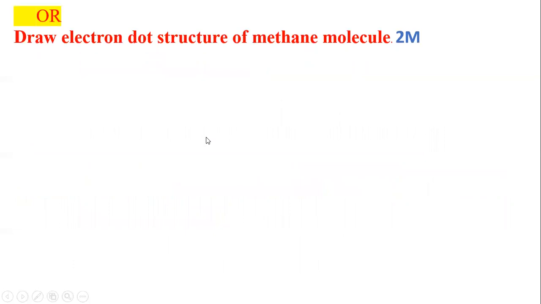Hydrocarbons, I think you remember that. Yes, next question. Draw the electron dot structure of a methane molecule. Yes, methane molecule. The electron dot structure is also called the Lewis structure.